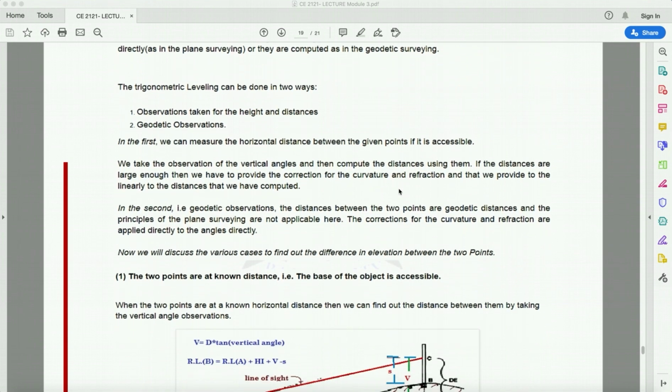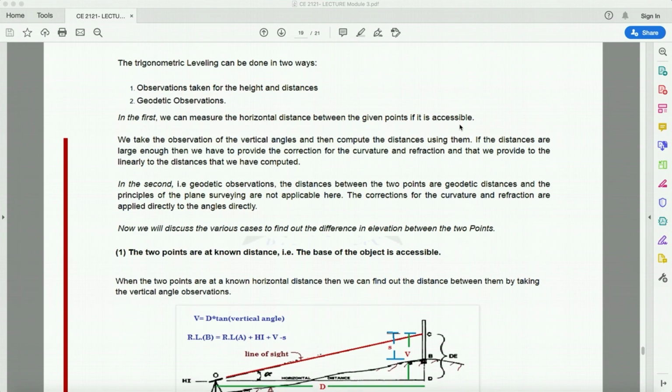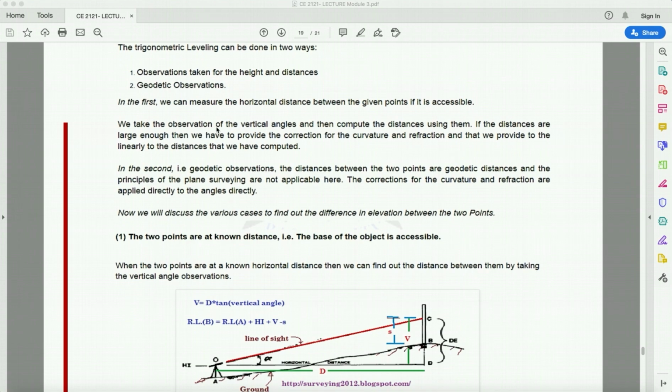So trigonometric leveling can be done in two ways. Number one, the observations taken for the height and distances. And number two, you have geodetic observation. In the first, we can measure the horizontal distance between the given points if it is accessible. We take the observation of the vertical angles, then compute the distances using them.